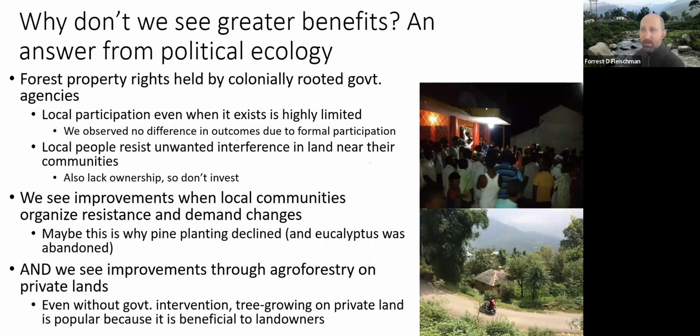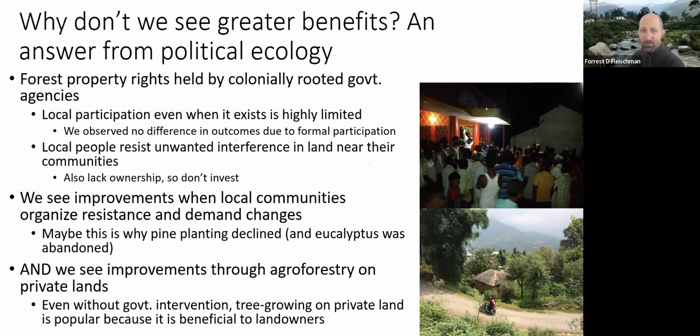I think we can look at some alternative explanations coming from a political ecology perspective. So as I mentioned before, forest property rights in India are held by a colonially rooted government agency. The British came to India in the 1860s. They began taking land rights away from local communities, investing them in a state-run forest department. And this pattern was continued in the post-colonial era, continues to this day.